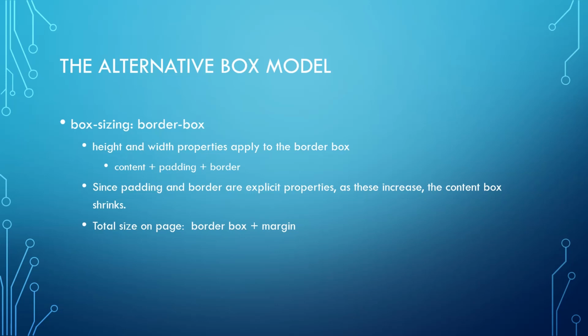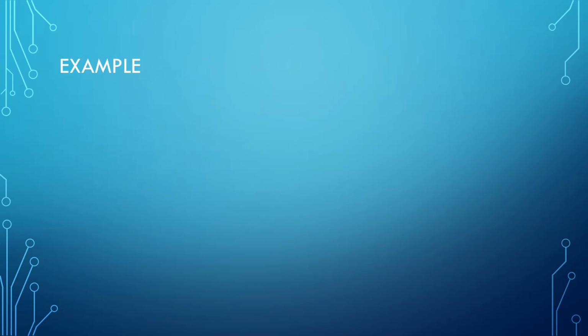The alternative box model is box-sizing: border-box. So height and width properties apply to the border box, that is, the content wrapped in the padding, wrapped in the border. Since padding and border are explicit properties, as these increase, the content box shrinks. So the total size on a page is the border box plus the margin. You look at the height and width properties, which express the border box of the element on the page, and you just add the margin to it in order to get the size of it on the page. Let's look at an example.